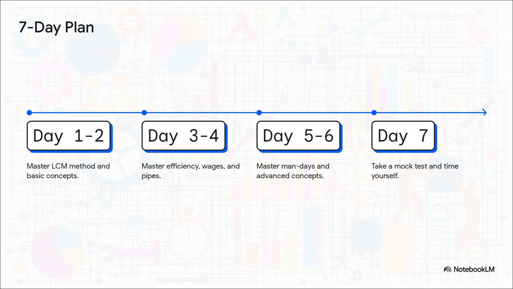Spend days 1 and 2 purely mastering the LCM method and the basic working together concepts. Don't rush it. Then, on days 3 and 4, you graduate to efficiency ratios, wages, and those tricky positive and negative pipes we talked about. Days 5 and 6, those are for advanced concepts, stuff like the man days formula and complex shift work problems where people leave early. And finally, day 7, the crucible. You sit down and take a mock test strictly focused on time and work.